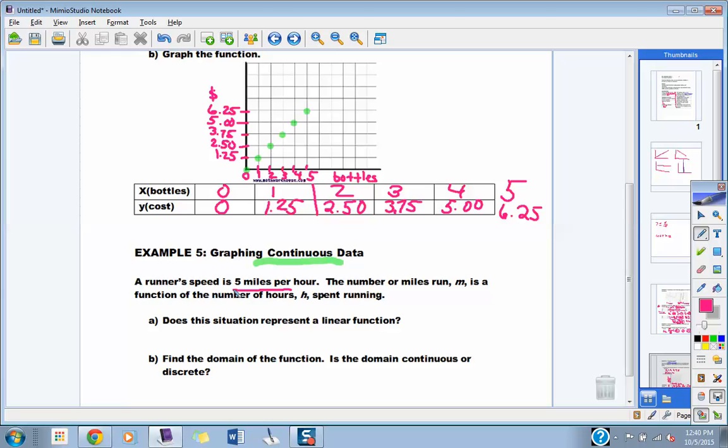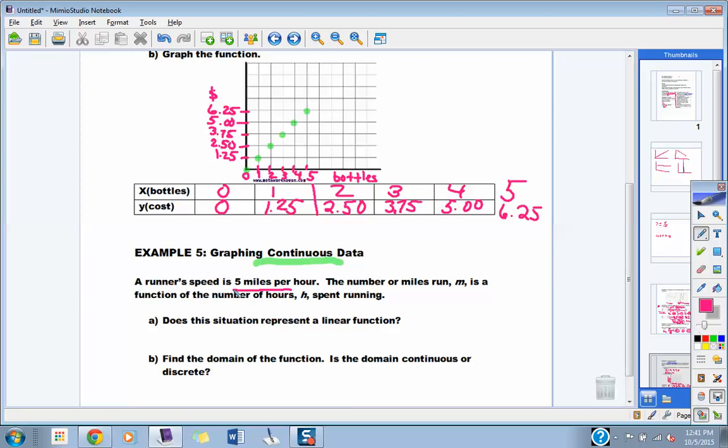So, as an example, we have a runner whose speed is what? 5 miles per hour. He is always running 5 miles per hour. Questions here? It says the number of miles run M is a function of the number of hours H spent running. I'm going to make a short table up here. If I spend 0 hours running, how far have I gone? 0 miles, haven't I? If I spend 1 hour running, how far have I run? 2 hours running. 3 hours running. 4 hours running.